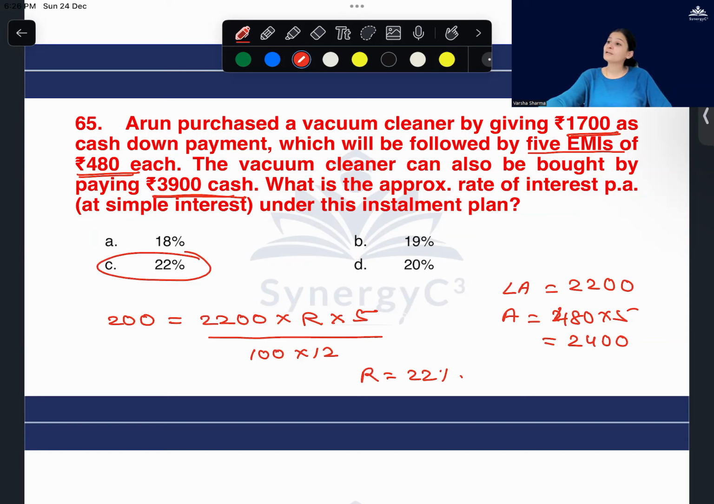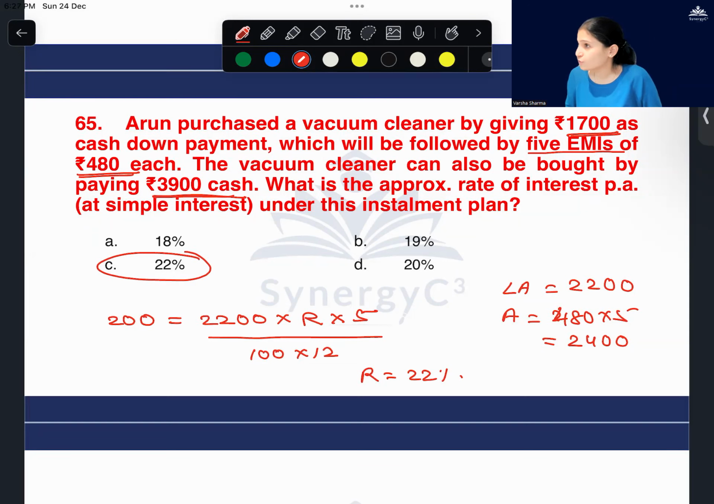Understood the question? Here, it was said that my vacuum cleaner was costing 3,900. I've already made a down payment of 1,700. That means my remaining amount is only 2,200, which becomes my loan amount. And in order to pay that loan, I'm paying 5 equal monthly installments of 480. That means in total, how much am I paying? 480 into 5, 2,400. So the loan amount was 2,200 and I am paying 2,400. That means I'm paying an interest of how much? 200 under SI. It's written.